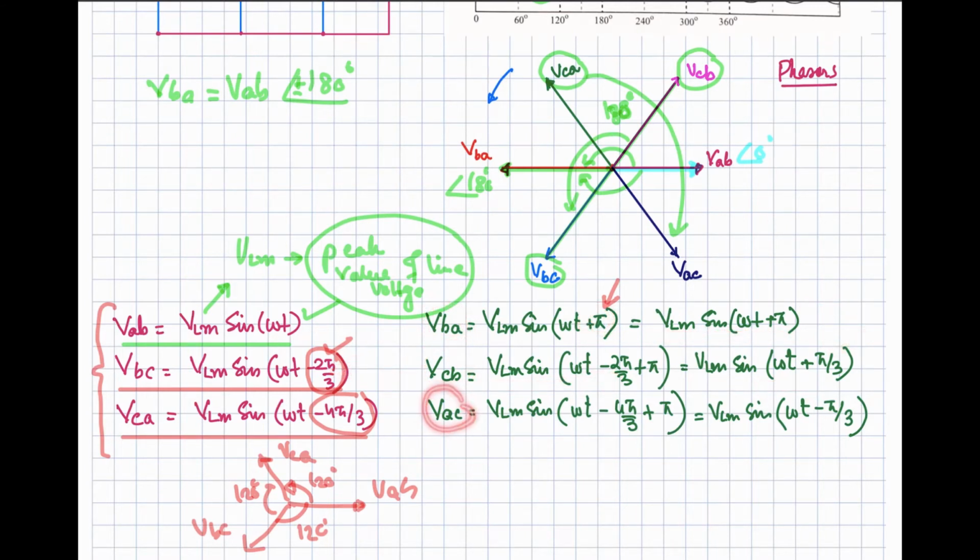Then VAC will be obtained by adding pi in this one, so if you add pi in this, you are going to get this one. So from the reference, the reference line is this one. You can look at all of these angles at any instant of time.